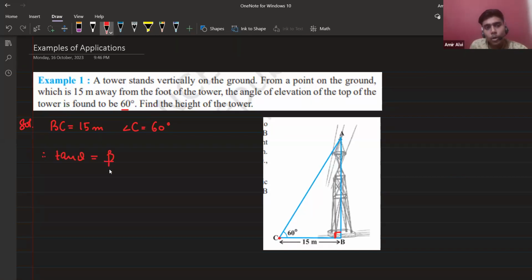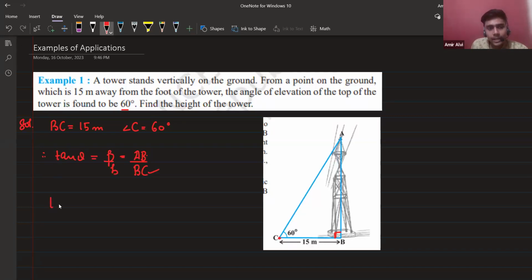perpendicular upon base. Tan 60 is equal to root 3. Yes, very good, Abdullah. So what is the value of perpendicular in terms of AB? It's AB. Perpendicular is AB, by BC. We have the value of BC. We need to find out the value of AB.